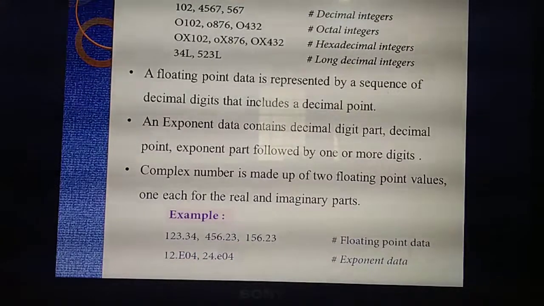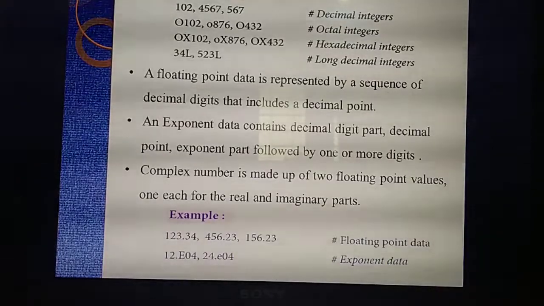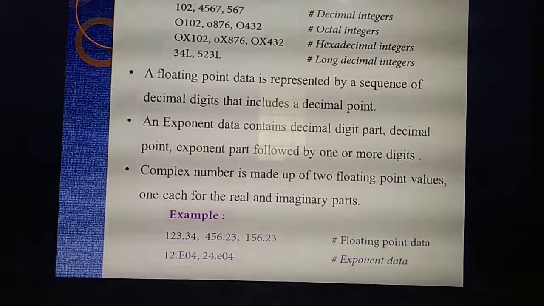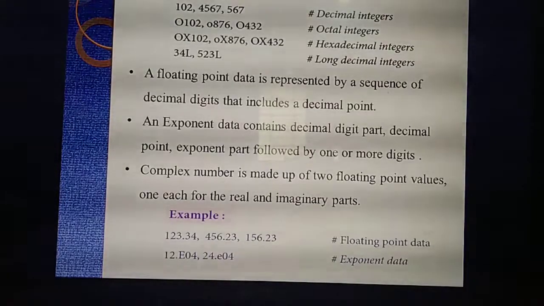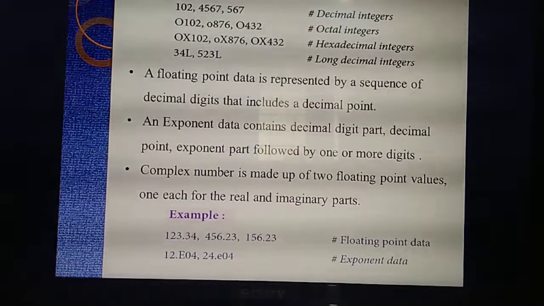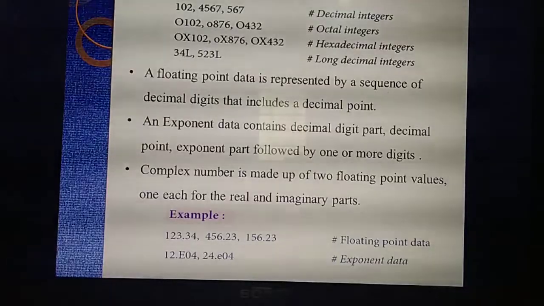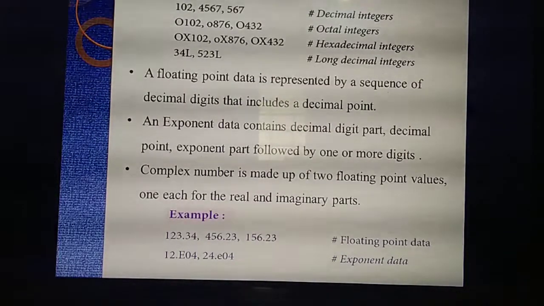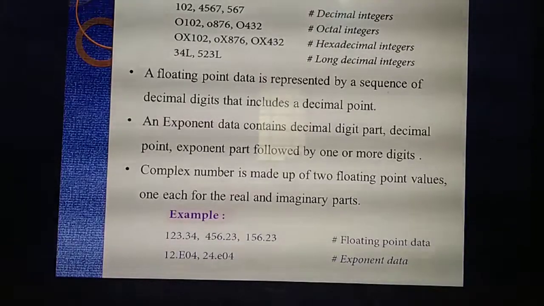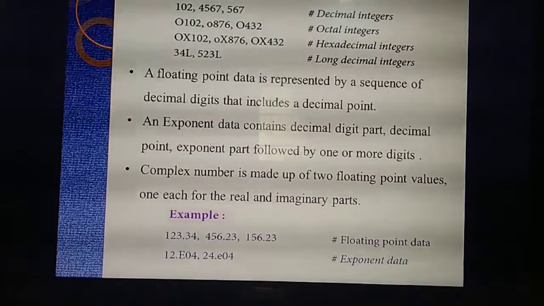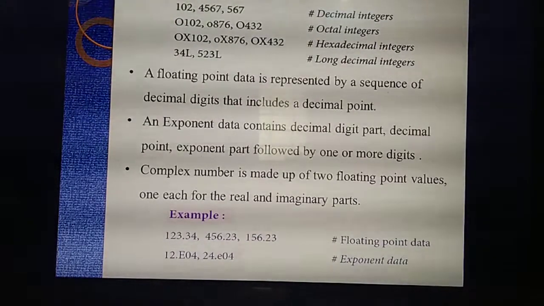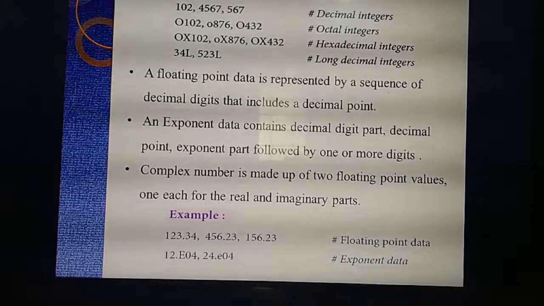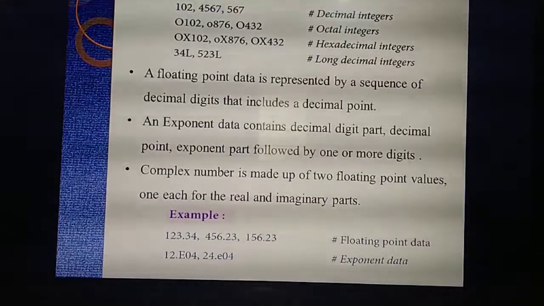So here you have studied, what are the data types you have studied? Floating point, exponent data, complex number. What do you mean by floating point? It's a collection of point numbers, decimal point numbers. What do you mean by exponent data? It consists of 3 parts: the decimal part, the decimal point, followed by the exponent part. That exponent part is followed by some numbers. Then a complex number is made up of how many parts? 2. What are they? Real as well as imaginary parts.